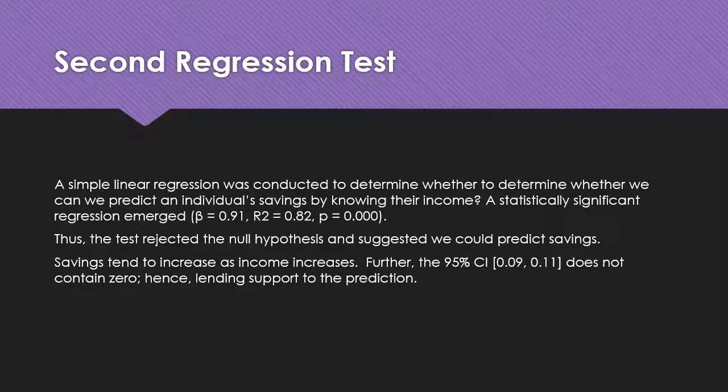This is just another way to represent the second regression test. As we look through the data, we noticed that a statistically significant regression emerged, in that the B was 0.91, the R-squared is 0.82, and no coincidence, the correlation was not by chance. So thus the test rejected the null hypothesis and suggested that we could indeed predict savings. And savings tends to increase as income increases.